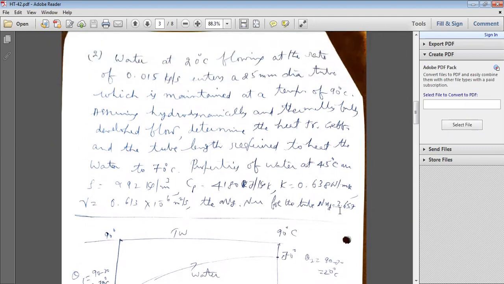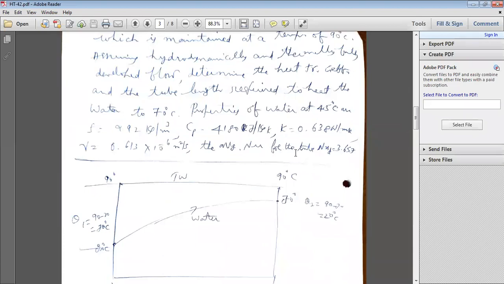Here it is given in this problem. Otherwise, you have to take the 3.66 value, because he has given that the surface is maintained at a temperature of 90 degrees, a constant wall temperature. That's why for constant wall temperature, if he gives it, you can take this value in the problem. Or otherwise, if not mentioned, you directly take the Nusselt number value 3.66. But in this problem it is given.